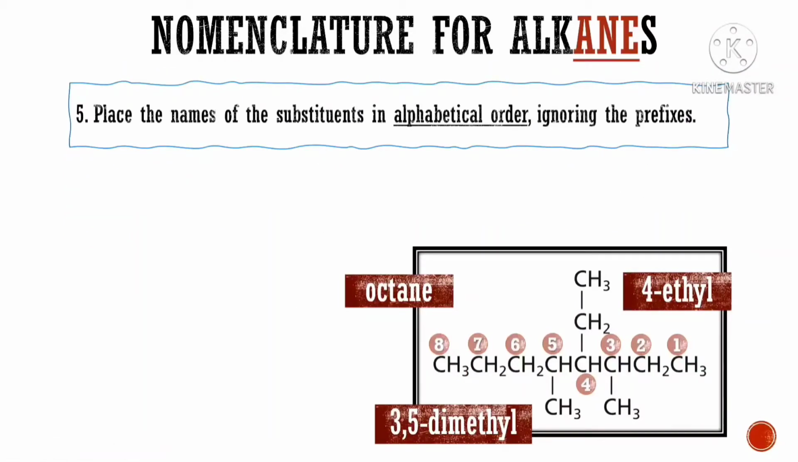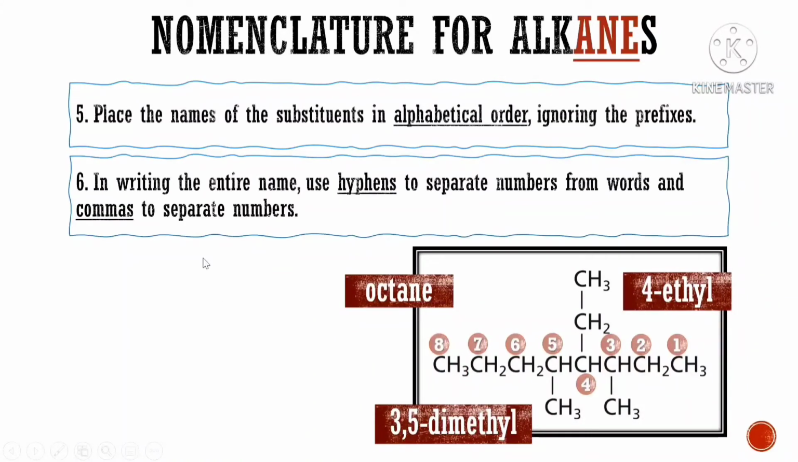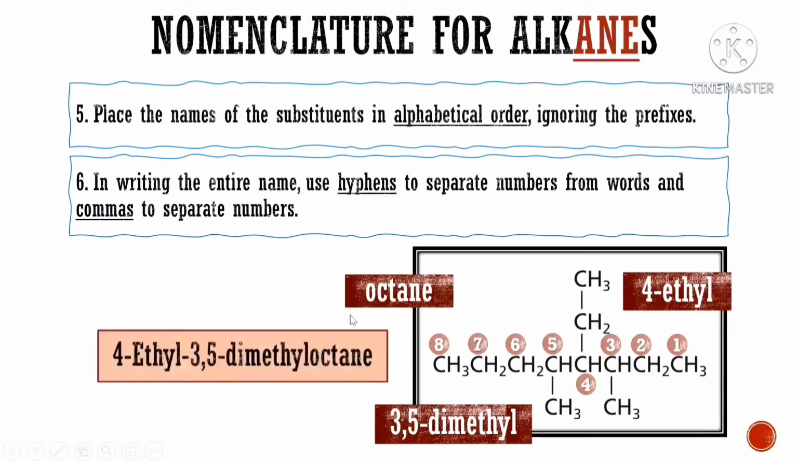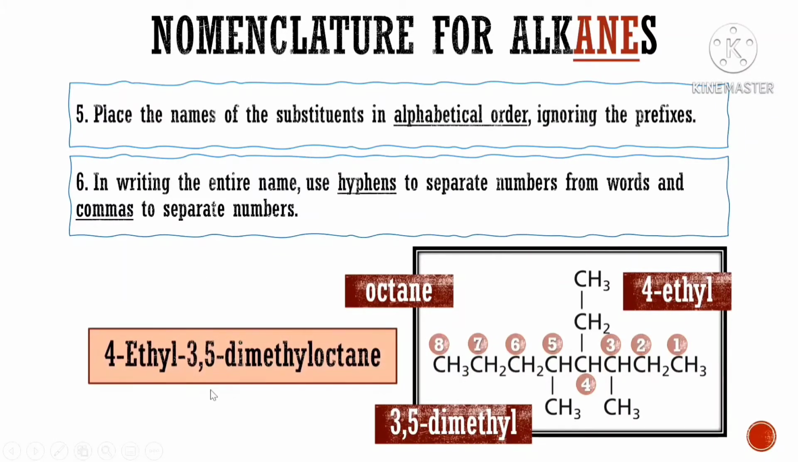The next rule is to place the name of the substituents in alphabetical order, ignoring the prefixes. So between methyl and ethyl, ethyl comes first. In writing the entire name, use hyphens to separate numbers from words and commas to separate numbers. So the final and correct name of this molecule is 4-ethyl-3,5-dimethyloctane.